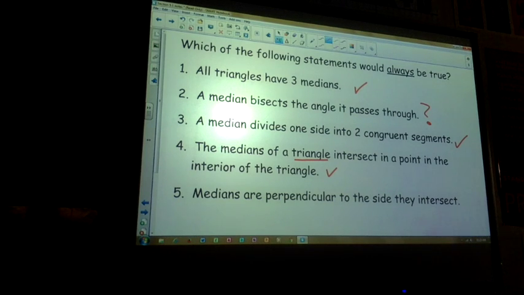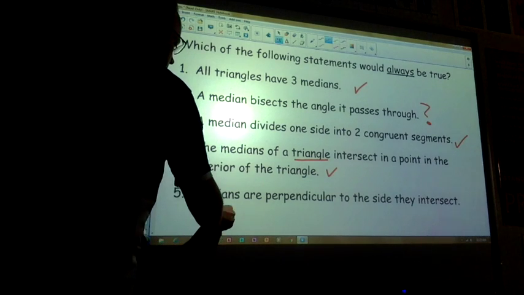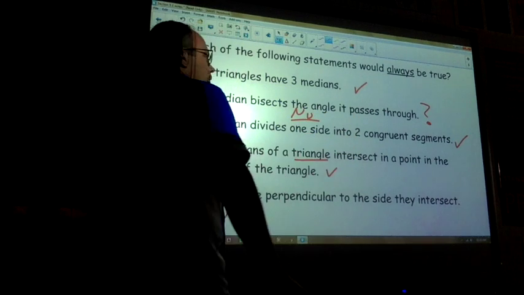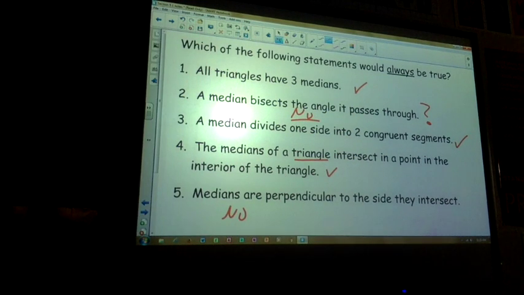No, they don't have to be. So that's a no. And I will tell you this one is not always true as well. Okay? So the median, when I cut the side in half, that point will go back to the angle. It does not necessarily have to cut that angle into two equal parts as well.